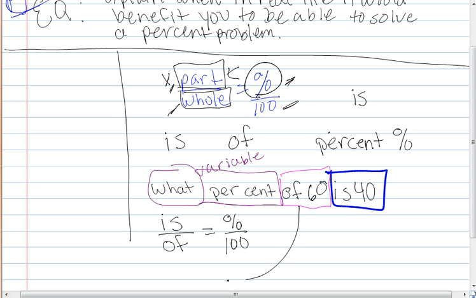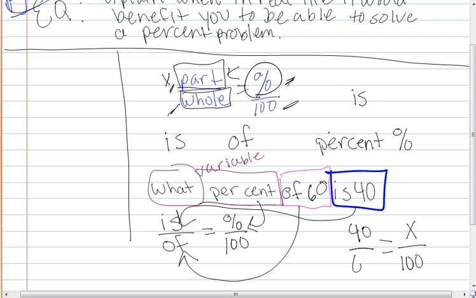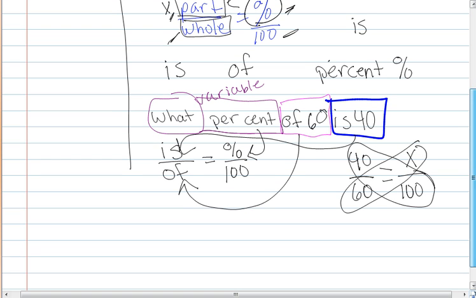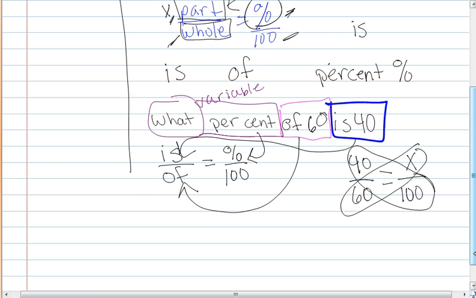So we see the word of 60, so that's going to go right there. Is 40, that's going to go right there. What percent? That's going to go right there. So all you got to do is plug it in. The only thing that's different from yesterday is where your variable is. So I'm going to have x over 100, and my is 40, and my of is 60. So there's my proportion. I do my cross multiplication. Remember, always, always, always write down your proportion so you don't type it in your calculator wrong.